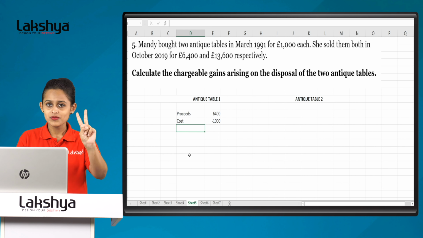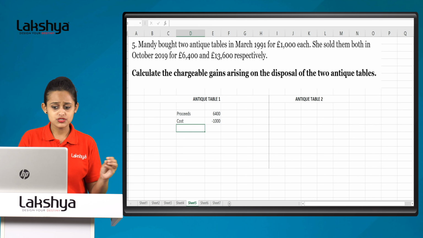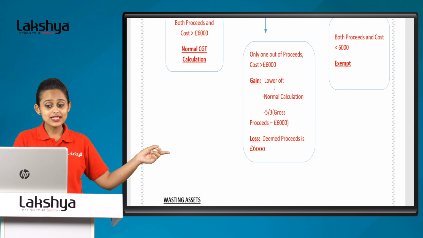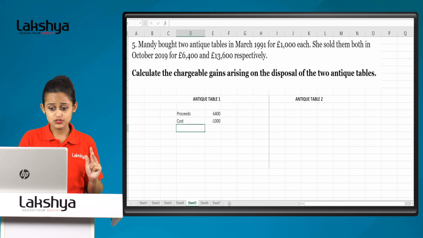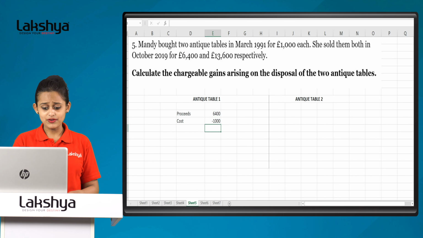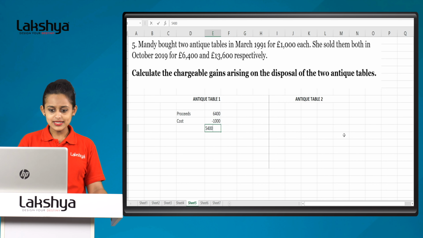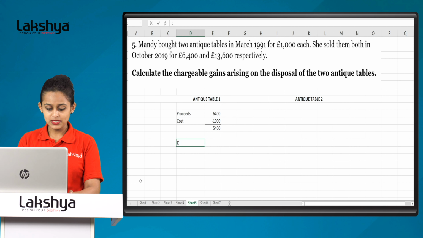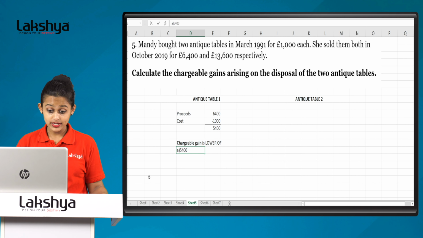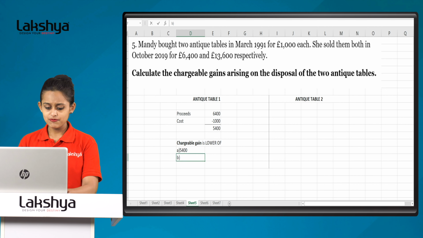If it's case 2, you cannot write it as a chargeable gain, because as you see here, if it's case 2, chargeable gain is the lower of your normal calculation and 5/3 into gross proceeds minus 6,000. So first let's find out the gain. We can just write 5,400. Then underneath that, chargeable gain is the lower of: A, normal gain 5,400. B, 5/3 multiplied by gross proceeds minus 6,000.